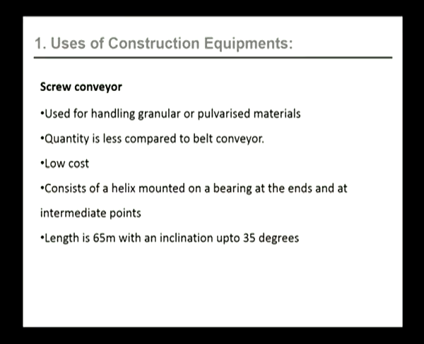There are various kinds of conveyor belts. One is a screw conveyor. The screw conveyors are used for handling granular or pulverized materials. The quantity transported by a screw conveyor is less compared to a belt conveyor. It is low in cost and it consists of a helix mounted on a bearing at the ends and at intermediate points. It can extend up to 65 meters and with an inclination of up to 35 degrees.